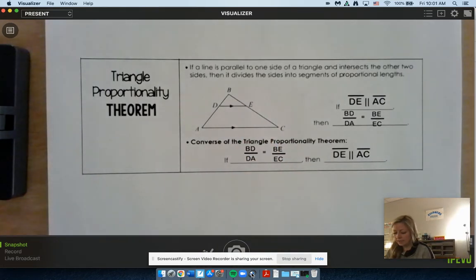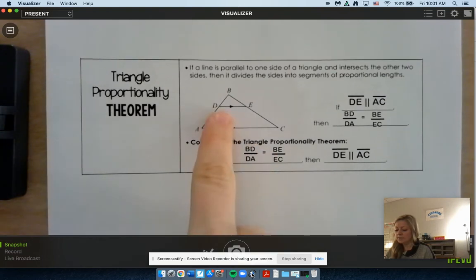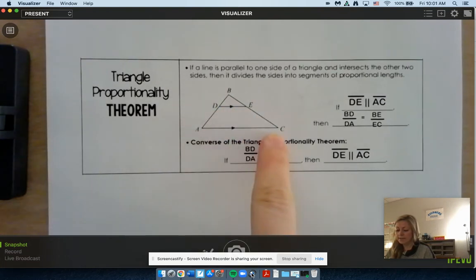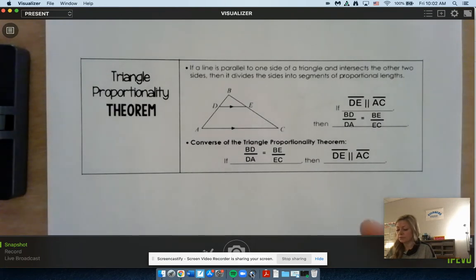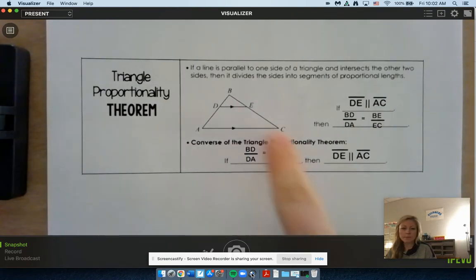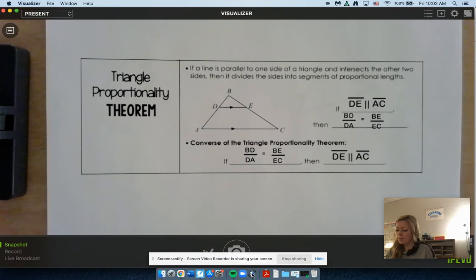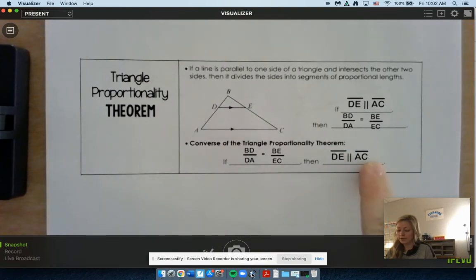I know there's a lot of letters and not a lot of math happening right now, so it's kind of confusing, but just bear with me through this first little part. So again, if you have a line that cuts through your triangle and it's parallel to the third side, then it splits the two sides that it's going through into proportional pieces. Okay. And then the converse of that is also true. So if we flip it, so if we knew that these pieces were proportional, then we could say the lines are parallel.